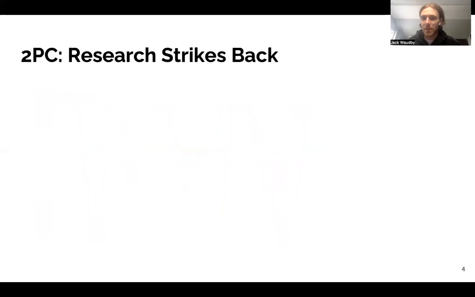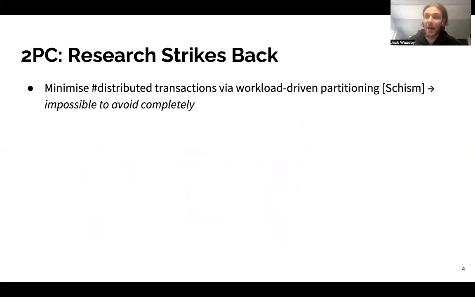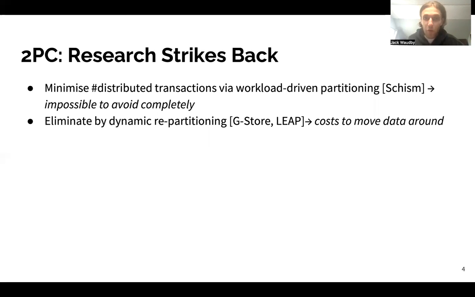There have been numerous attempts in the literature to mitigate the negative aspects of two-phase commit. One approach attempts to minimize the proportion of distributed transactions in the workload. Obviously, the fewer distributed transactions you have, the less time you need to spend executing two-phase commit. However, it's impossible in practice to avoid distributed transactions completely, so you still have to pay the penalty of executing two-phase commit, which degrades performance. Other approaches avoid distributed transactions by dynamically repartitioning data on the fly.